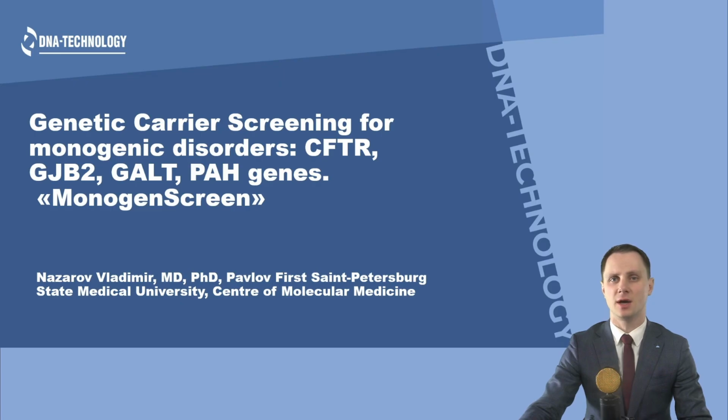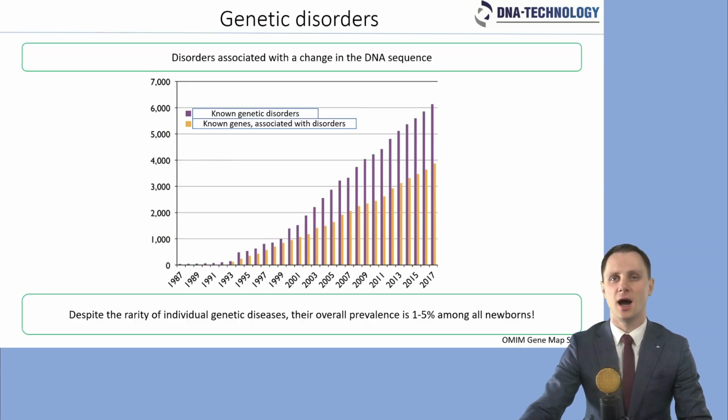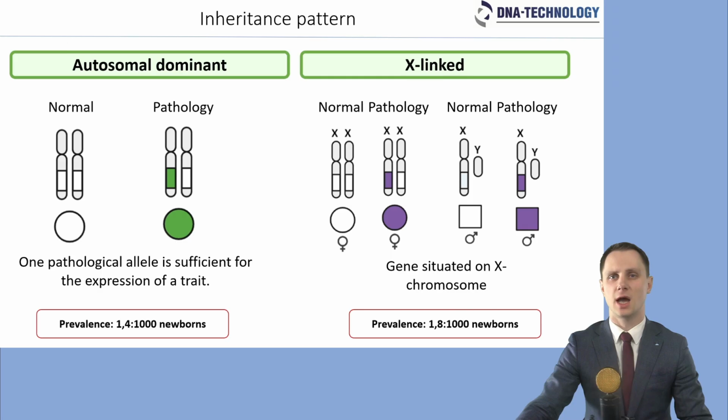First, let me remind you that genetic diseases are conditions associated with changes in the DNA sequence at various levels of genome organization, from the gene to the chromosomes. Despite the apparent rarity of some individual genetic diseases, their overall prevalence in newborns is from 1 to 5%. Depending on the type of inheritance, several types of hereditary diseases are distinguished.